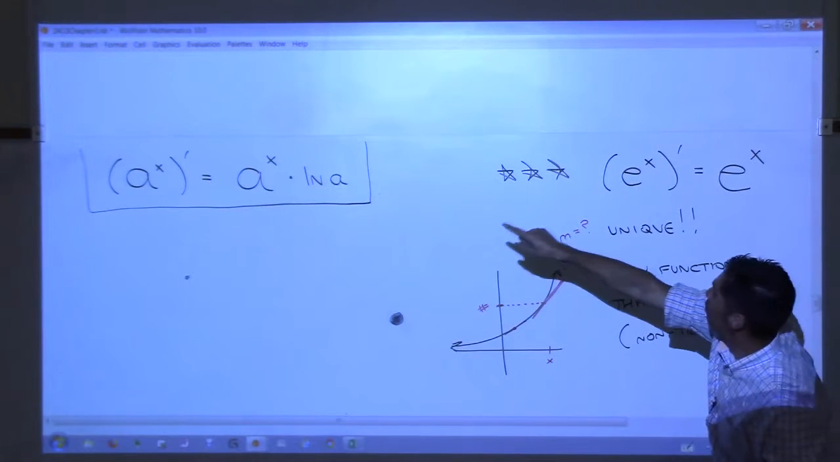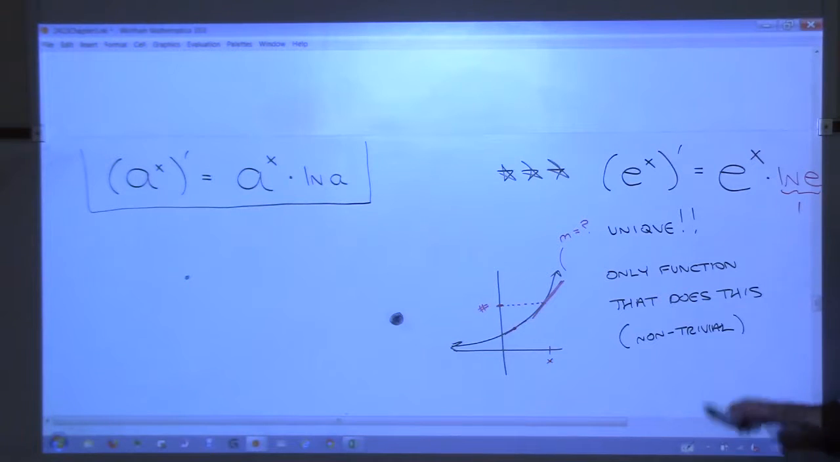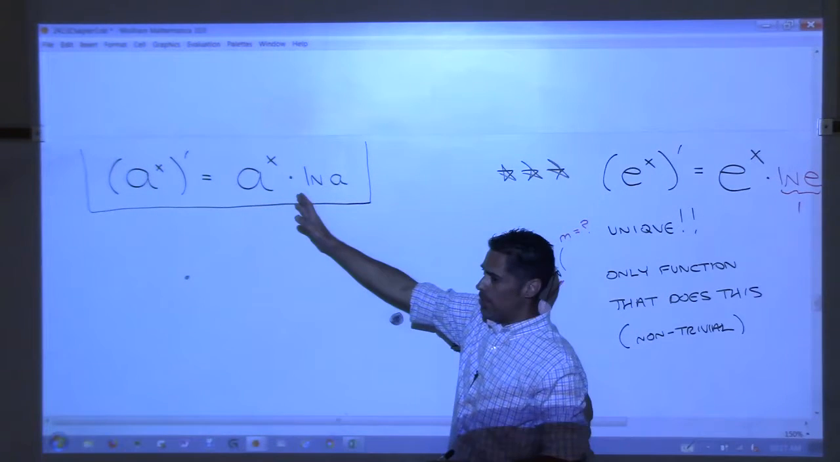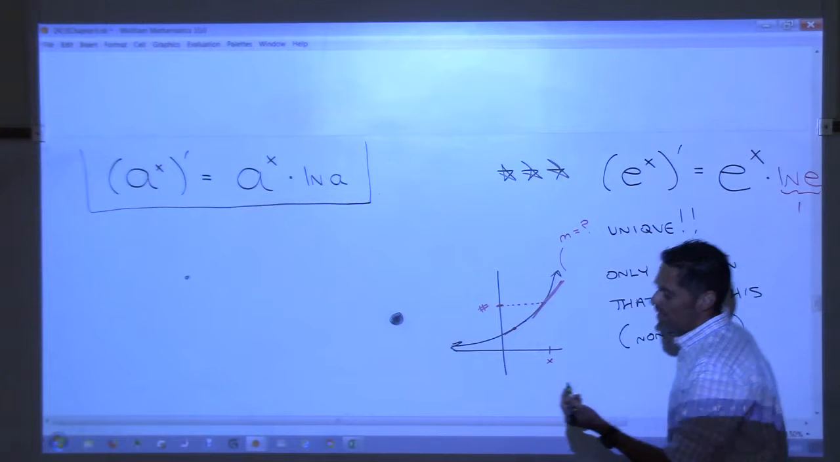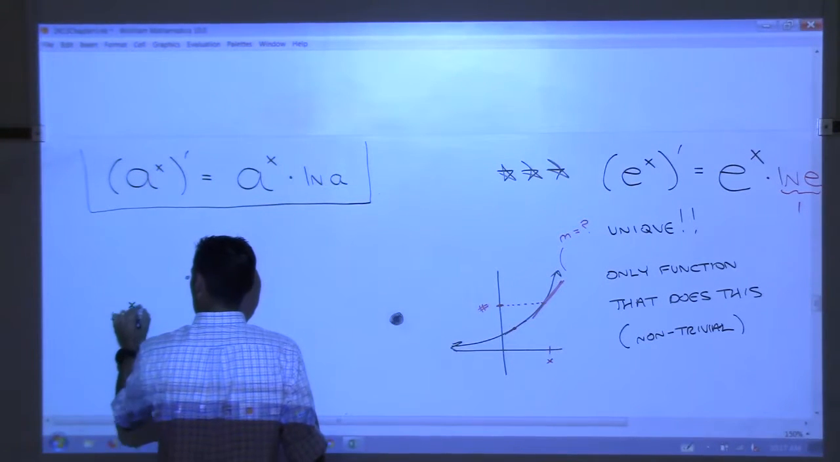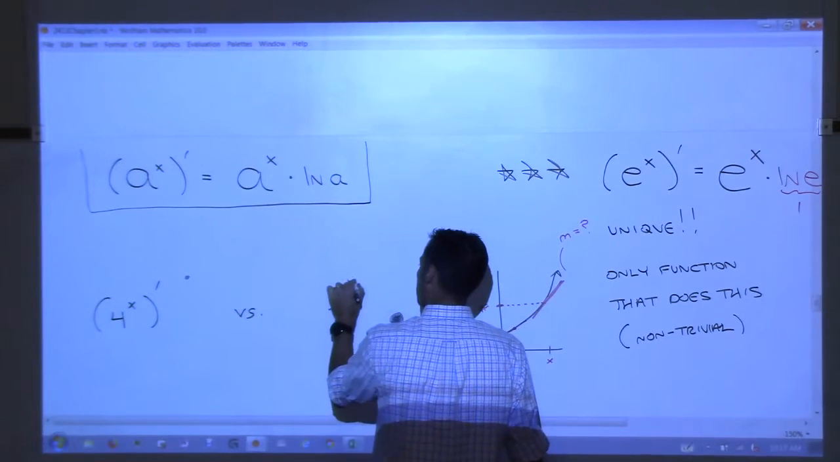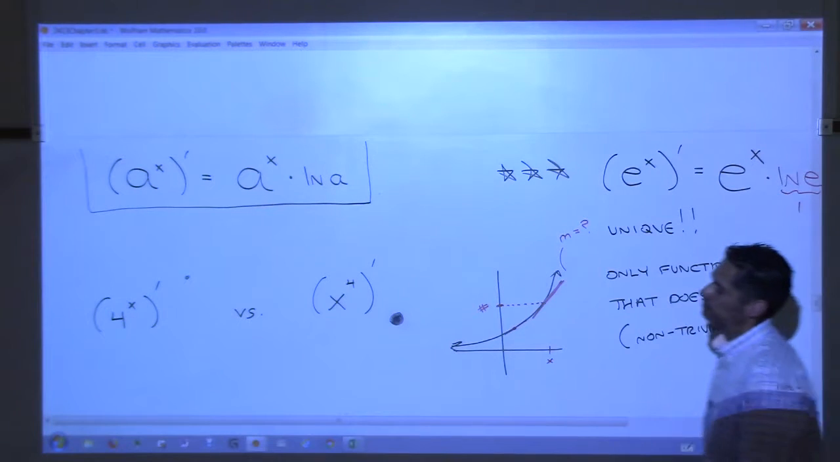If I were to use that formula here, what would I need to tack on to the end of this? ln of e. But what is ln of e? 1. So this is 1, and therefore it's just e to the x. This is a result of this formula. So let's just practice this real quick. I would like for you to take the derivative of this versus the derivative of this.